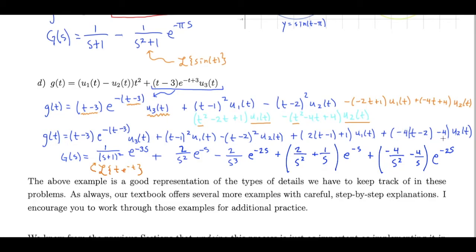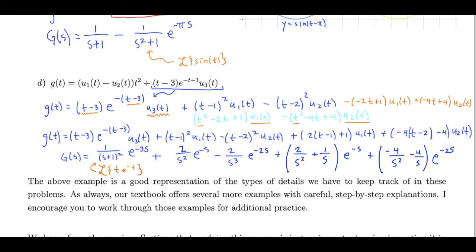Similarly, in this set of parentheses, I really want to just think of this as negative 4t minus 4. And so this is the corresponding transform. And then to accommodate this shift and this switch, I introduce this appropriate exponential.